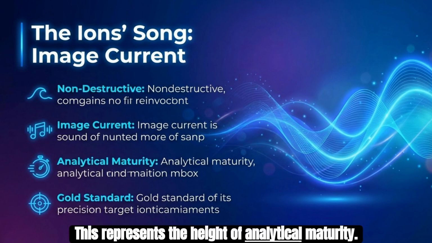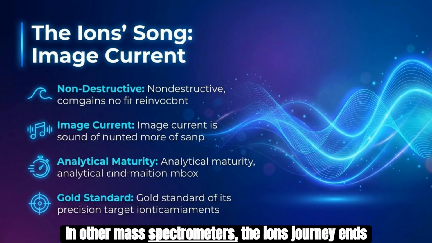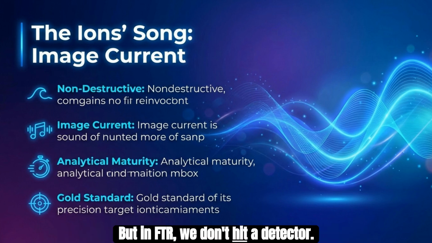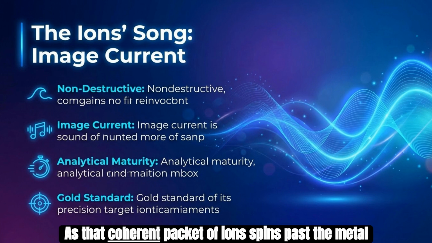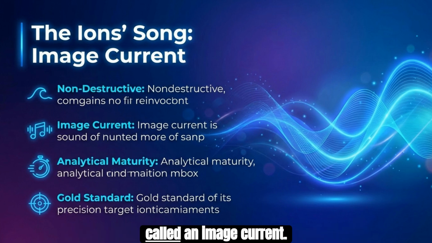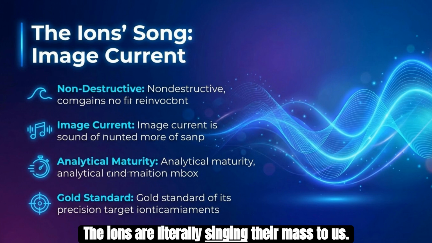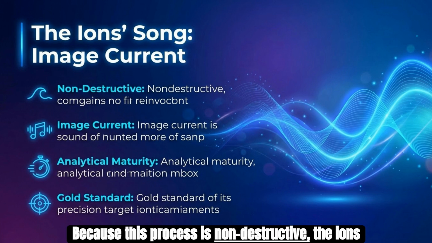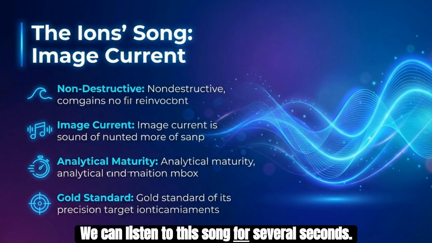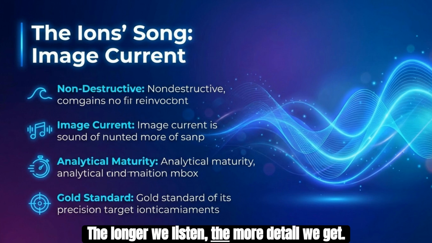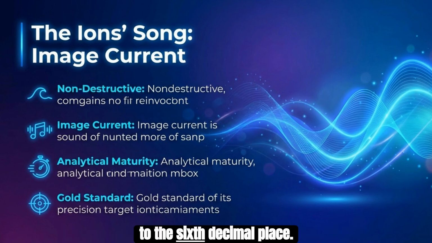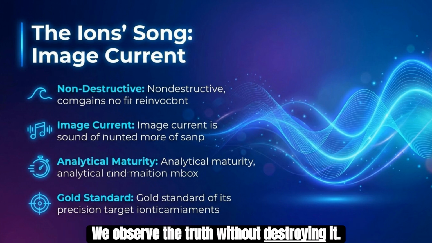This represents the height of analytical maturity. In other mass spectrometers, the ion's journey ends in a crash where the sample is destroyed. But in FT-ICR, we don't hit a detector. We listen. As that coherent packet of ions spins past the metal detection plates, it induces a tiny electrical current, called an image current. The ions are literally singing their mass to us. Because this process is non-destructive, the ions stay in their orbit and continue to spin. We can listen to this song for several seconds. The longer we listen, the more detail we get. This is why FT-ICR can identify mass differences down to the 6th decimal place. We observe the truth without destroying it.